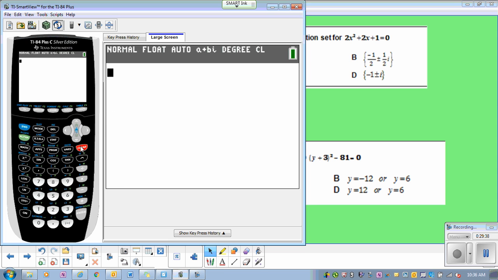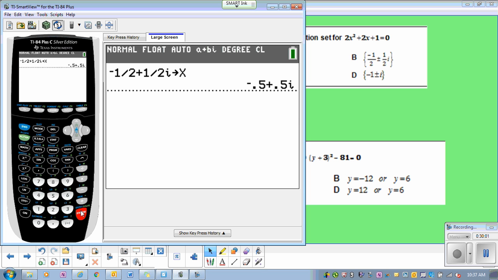So Timon and Cindy both say B. So put in negative 1/2 plus, what is that? 1/2 i. And as long as your mode a plus bi is turned on, your calculator will recognize i's. So store that for X.